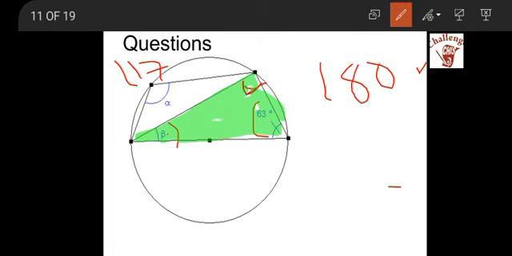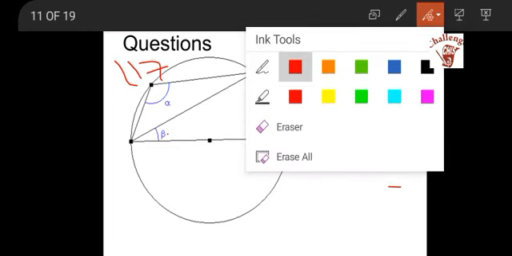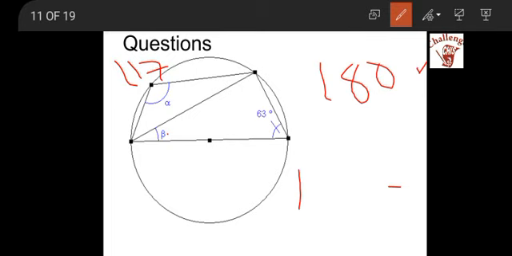Why? Because it's facing the diameter, or it lies on the diameter, and the diameter at the same time has a straight line angle which is 180. Then easily we can find the missing angle beta. This was 90 degrees, because it lies on the diameter.